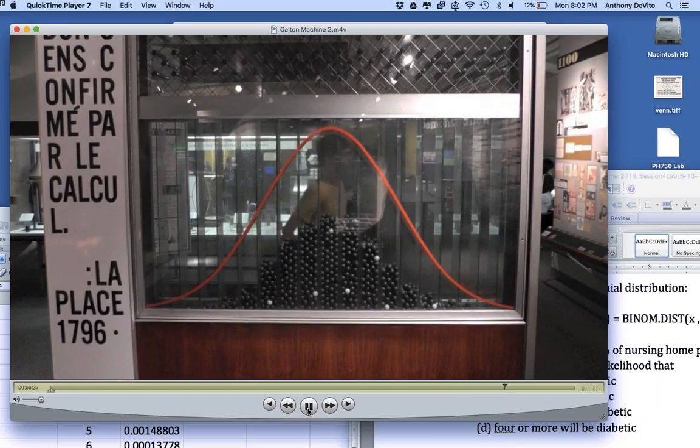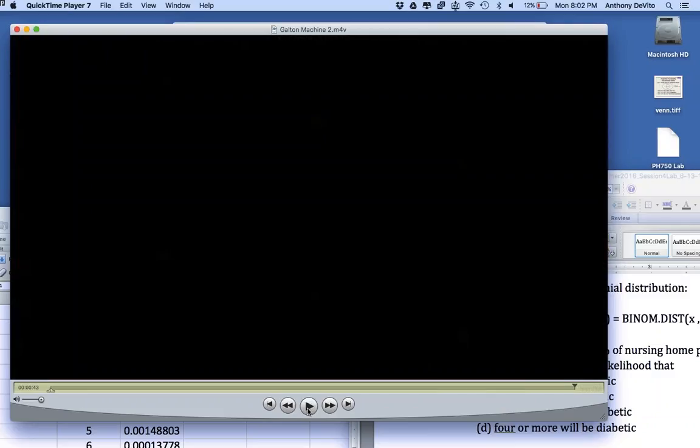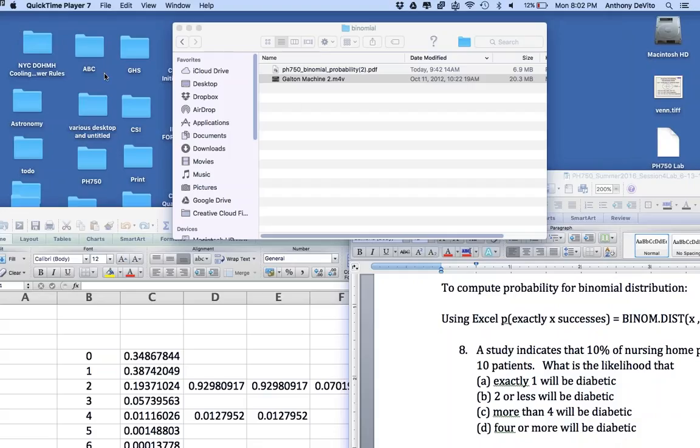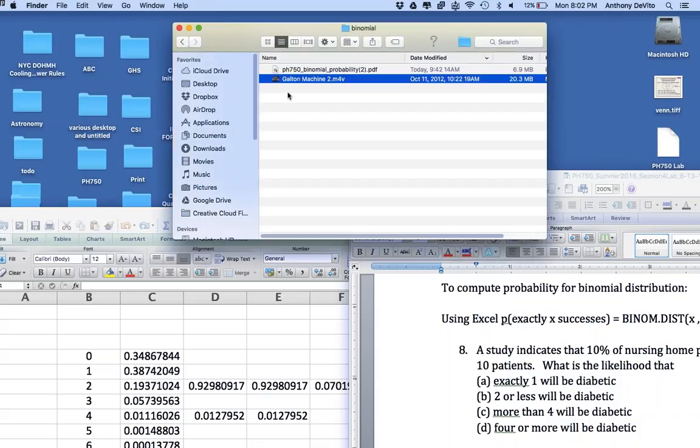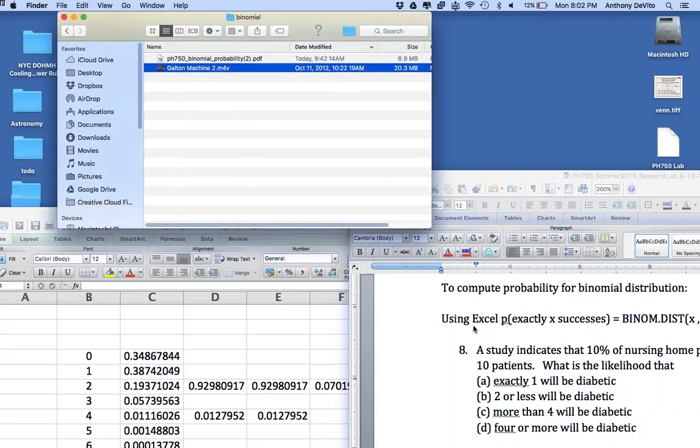The larger your sample size, the more balls you drop down, the closer you get to a normal approximation to the binomial distribution. If you get a chance, there are a lot of interesting exhibits at the New York Science Museum, which is at the old World's Fairgrounds in Queens. I think it used to be the Queens Museum. Not sure. Okay.